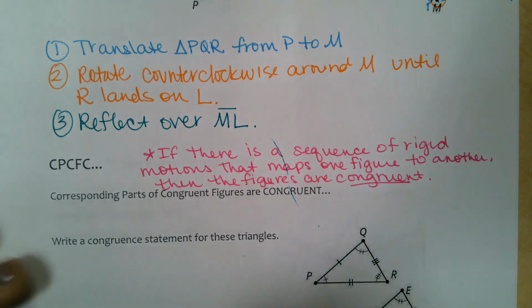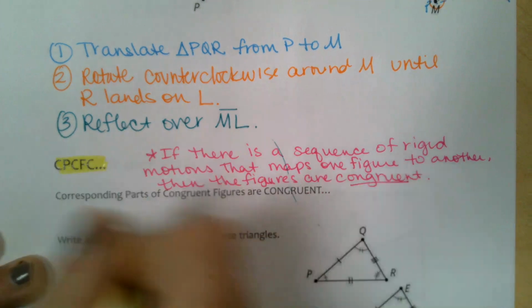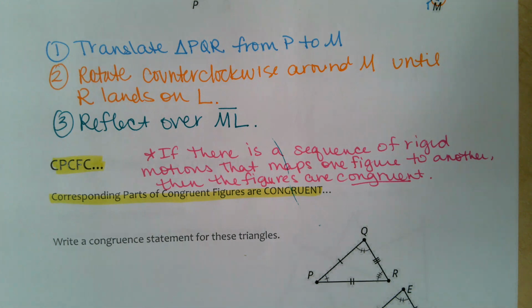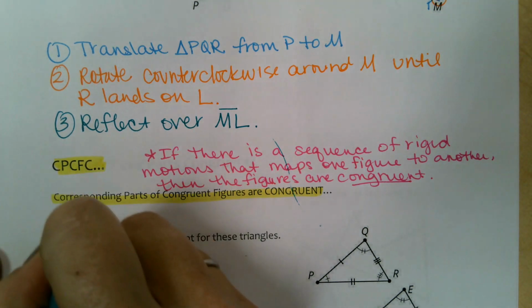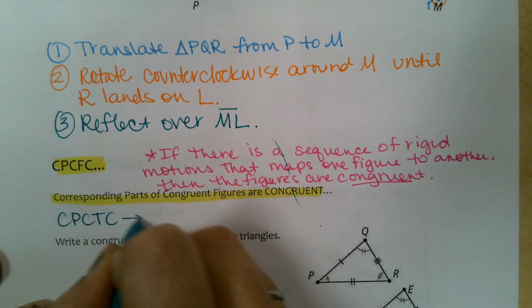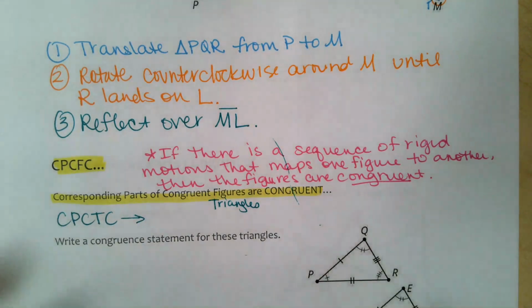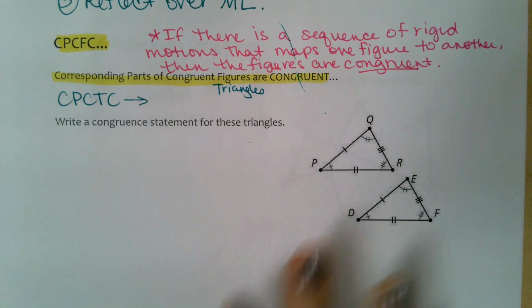Next thing, super important one, is CPCFC, and that stands for corresponding parts of congruent figures are congruent. Okay, so you also may hear this as CPCTC, and it's the same thing, but right here instead of figures, it's triangles. So just so you're aware, you might hear it in both directions.